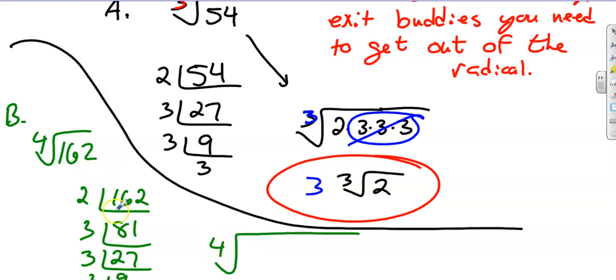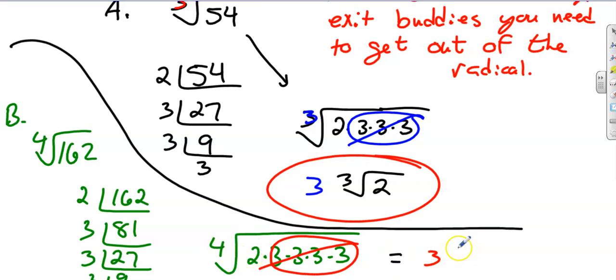So if you take the fourth root of 162 and rewrite it, it's 2 times 3 times 3 times 3 times 3. And because it's a fourth root, we need 4 of a kind. Well, there's your 4 of a kind right there, so that 3 gets to go on the outside. The fourth root of 2, it was only the one here, so it will stay on the inside. And that winds up being the final answer.